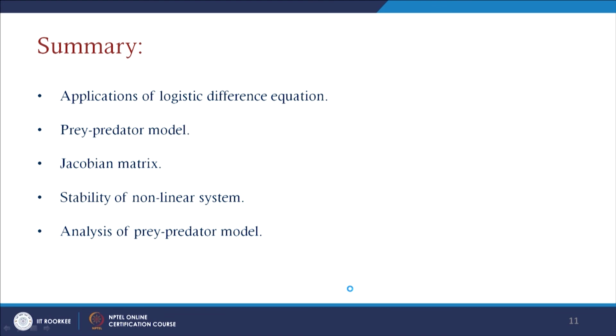In this lecture we have discussed applications of the logistic difference equation and the prey-predator model, and how we can analyze this nonlinear prey-predator model using the Jacobian matrix. The Jacobian matrix is used for the stability analysis of the nonlinear system. Then we considered one example based on stability analysis to find exactly how the system behaves in a practical scenario.